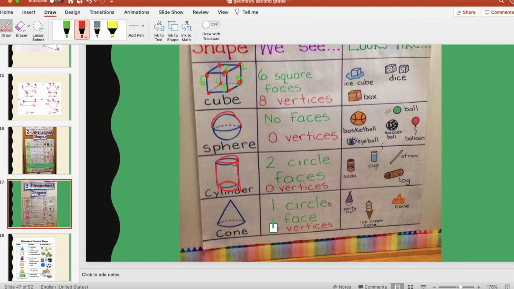Our next shape is a cone. A cone has a circle face at the bottom, and then one line going to the left and one line going to the right, and they meet at this corner up here, which is called our vertex. So it has 1 vertex. Some things that look like a cone are a party hat, an ice cream cone, and a traffic cone.